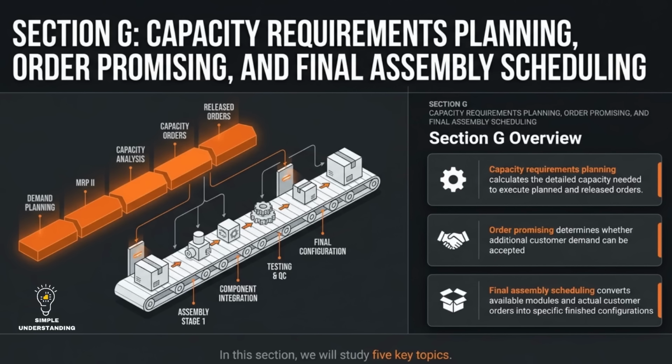Section G. Capacity requirements planning, order promising, and final assembly scheduling. Section G Overview. Capacity requirements planning calculates the detailed capacity needed to execute planned and released orders. Order promising determines whether additional customer demand can be accepted. Final assembly scheduling converts available modules and actual customer orders into specific finished configurations. In this section, we will study 5 key topics.